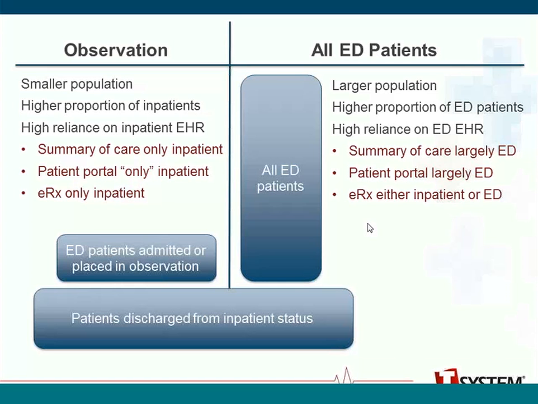So you'll see that the choice of observation or all ED patients is a choice which can have an effect on strategy, and is probably a choice that should be made before really embarking down, in particular, the stage 2 route, because of the number of elements that have to do with the outbound transition of care.